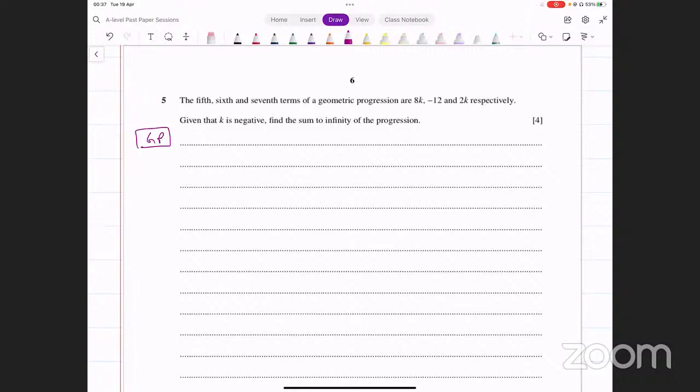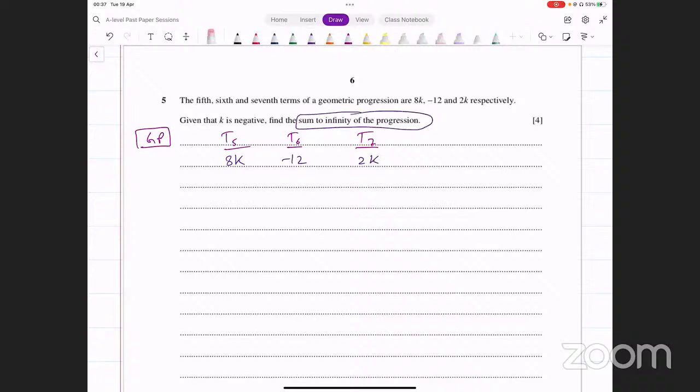The 5th, 6th, and 7th. These are the three terms that we're given. These are 8k, minus 12, and 2k. Given that k is negative, find the sum to infinity of the progression.